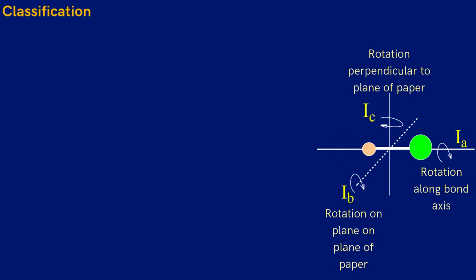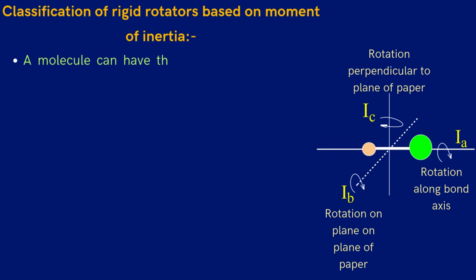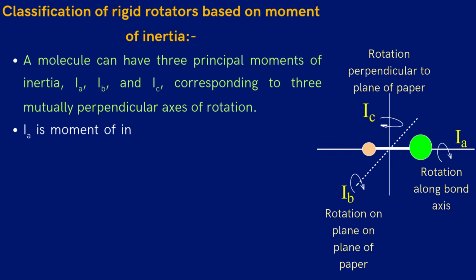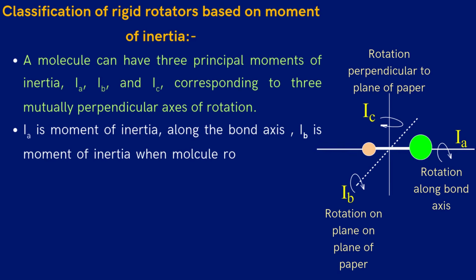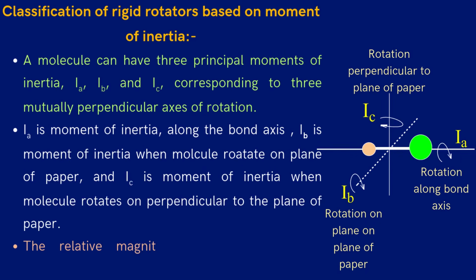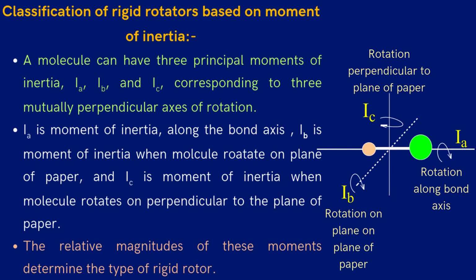Let us understand the classification of rigid rotators based on moment of inertia. A molecule can have three principal moments of inertia, Ia, Ib, and Ic, corresponding to three mutually perpendicular axes of rotation. Ia is moment of inertia along the bond axis, Ib is moment of inertia when the molecule rotates in the plane of paper, and Ic is moment of inertia when the molecule rotates perpendicular to the plane of paper. The relative magnitudes of these moments determine the type of rigid rotor.